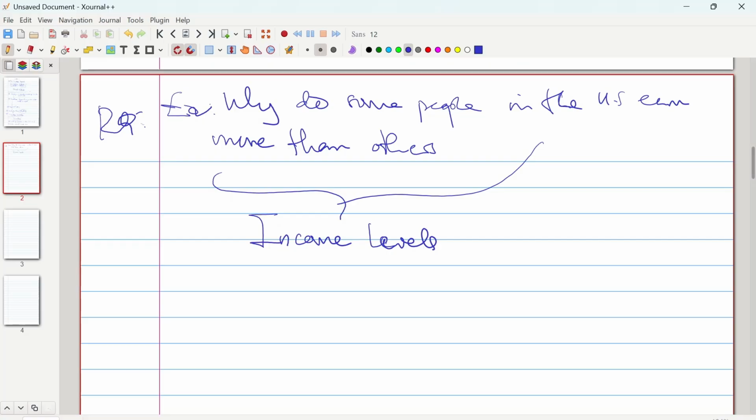When I call the variable income levels, I'm basically talking about the actual differences in dollar amounts in the US. Let's say we have some data on income in the US, where some people earn $100, some people earn $40, some people earn $130, and others earn $90. This is data that I have collected into my variable called income levels.